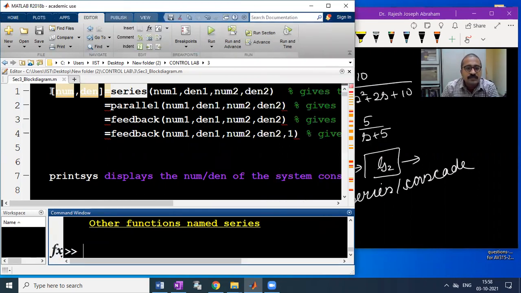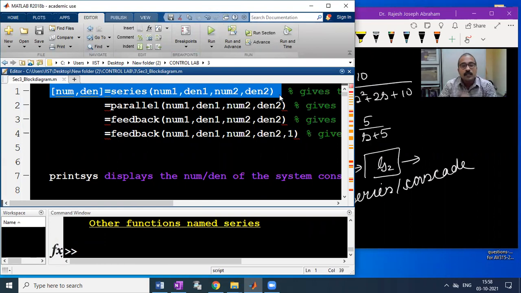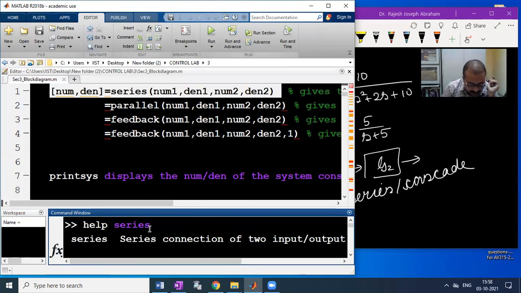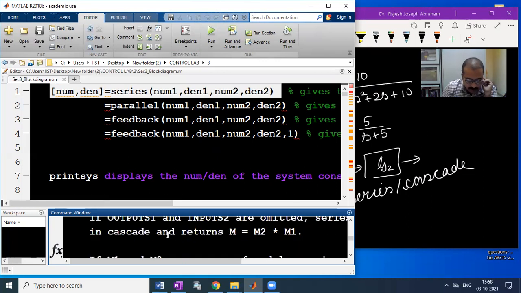This is how to use the command. Keep in mind that within the round brackets, we give the input values, and square brackets are used to fetch the output values. Within the square brackets, num comma den will give you the numerator and the denominator coefficients of the overall cascaded system transfer function. So that is about the command series. If you type help space series, it will give you the syntax and the usage.